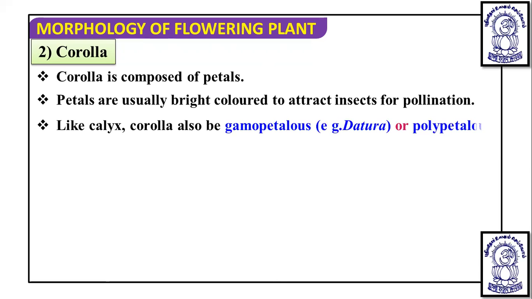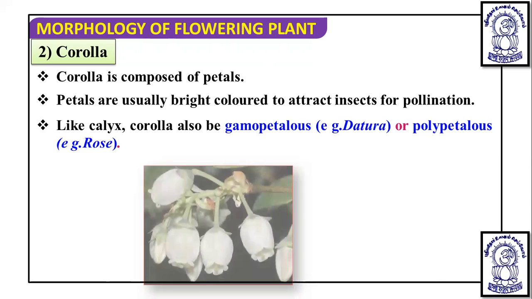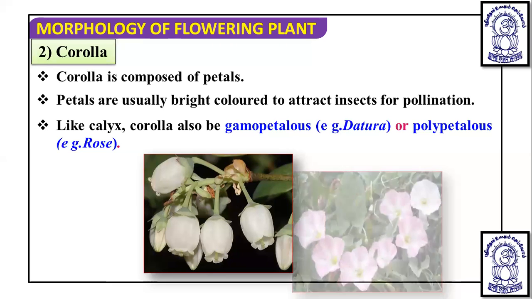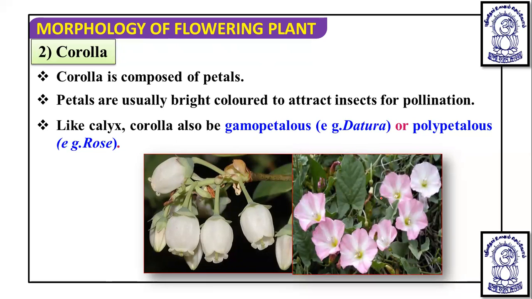Like the calyx, the corolla can also be gamopetalous. Gamo means fused. So when petals are in a fused condition, it is known as gamopetalous, as can be seen in datura. And the polypetalous condition, meaning free petals, is seen in the case of rose. So here also, when petals are fused, the term gamo is used; when the petals are free, the term poly is used. Here you can see a fusion. These are the petals, and this shows a gamopetalous condition. But here the petals are free, and that shows a polypetalous condition.